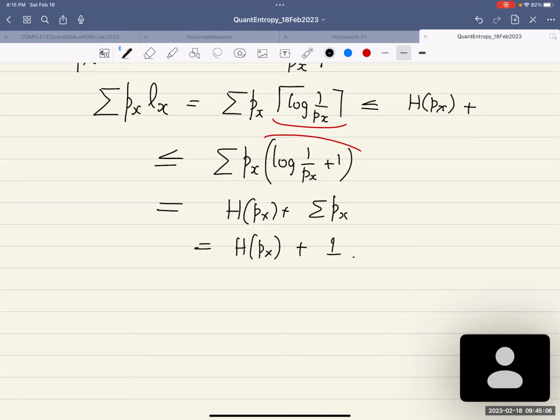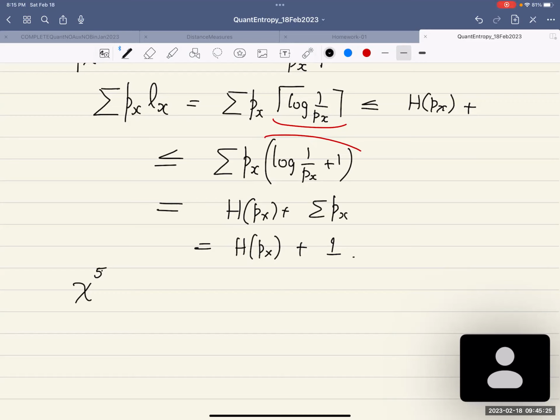This ceiling of log 1 by Px is at most log 1 by Px plus 1. So now when you sum, you get H of Px plus the summation of Px, which is equal to H of Px plus 1. Okay. So you're almost within just 1 bit of the entropy. And the idea is that you just take X power some 5 or 6, then you're going to be only 1 bit above H of Px, even for five symbols.